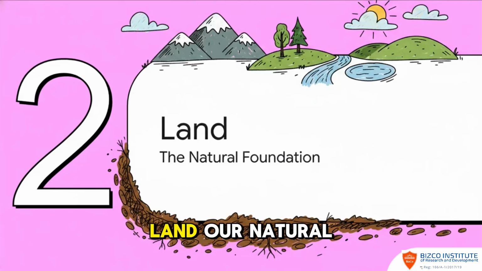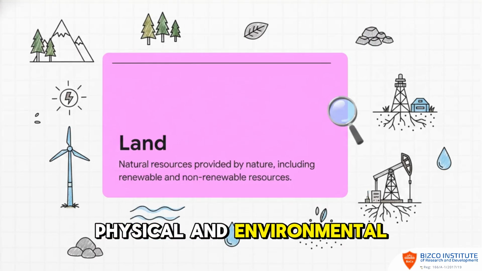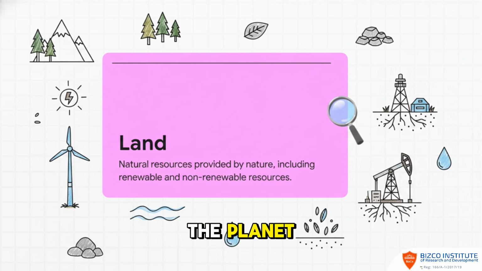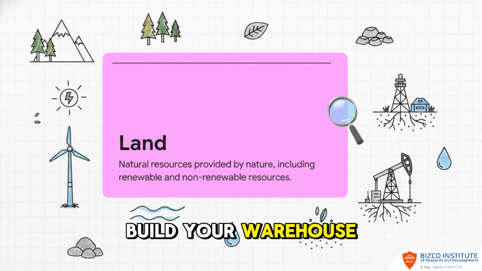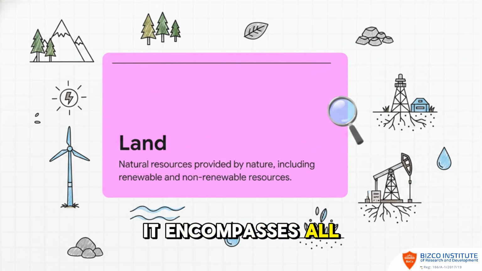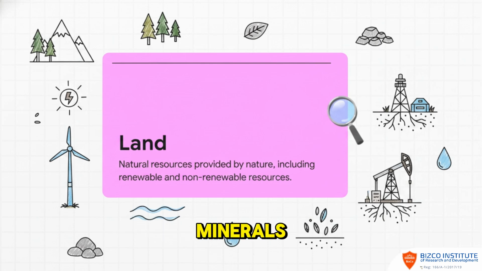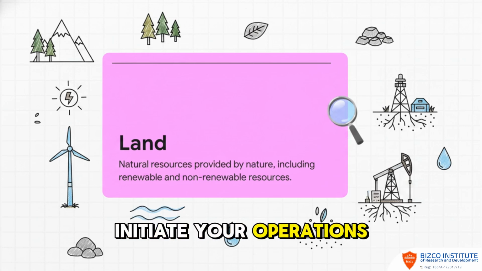Section 2 is land, our natural foundation. This is the physical and environmental starting point for literally any commercial venture on the planet. Now, in business terminology, land isn't just the dirt you build your warehouse on. It encompasses all natural resources provided by nature. Yes, it's the physical space for your factories or your retail outlets, but it's also the renewable and non-renewable resources. We're talking the minerals, the timber, the water, and the oil required to actually initiate your operations.